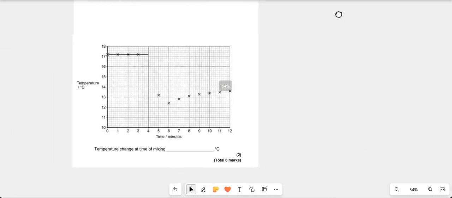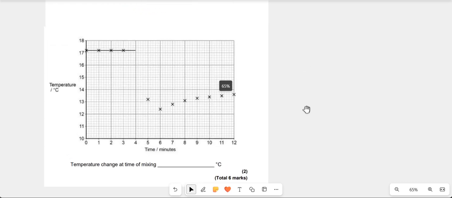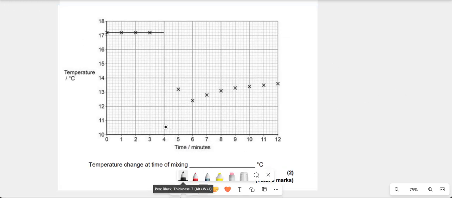B. The student recorded that with a polystyrene cup. At the 4th minute, the student added sodium hydrogencarbonate. Draw a best line of fit showing the temperature before mixing. Essentially, at the 4th minute, we just need to do that and then extrapolate to the 4th minute. So it'll be somewhere there. I believe it should actually be a little bit lower than that, because you see the trend here. So it should be around here.